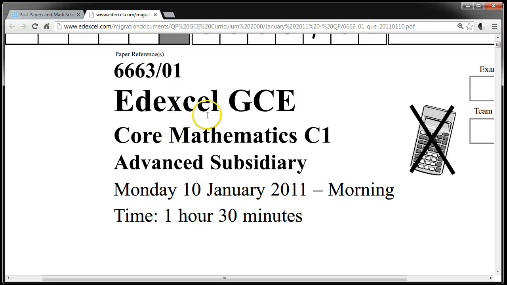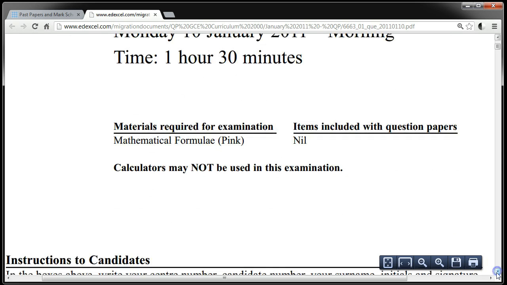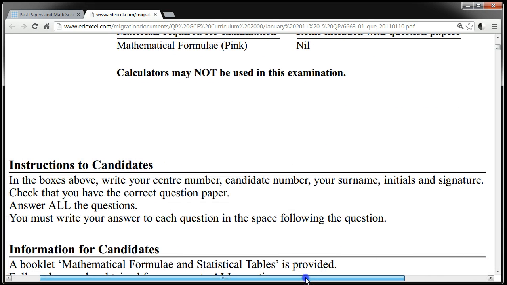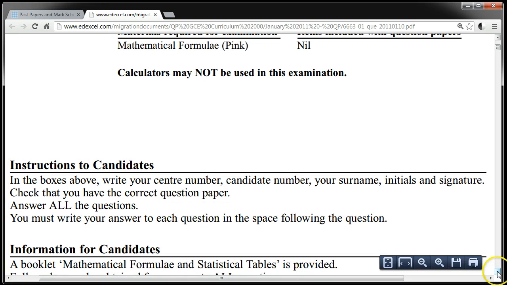Okay then guys, let's have a little look at the paper then. This is the C1 paper for EdExcel AS level Mathematics, January 2011. It's a 90-minute examination paper. So let's flick down the instructions, have a quick look at them, and have an overview look at the questions, just to simulate what we might think about for this examination.